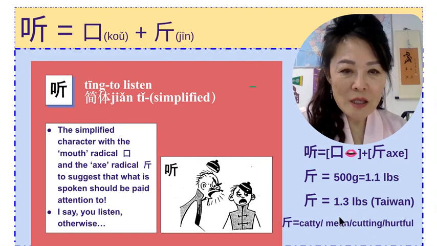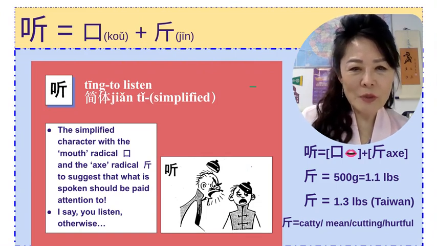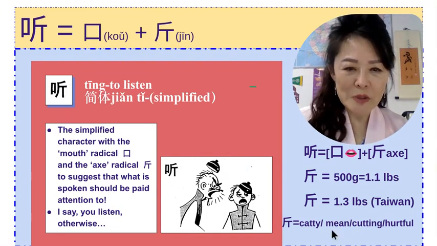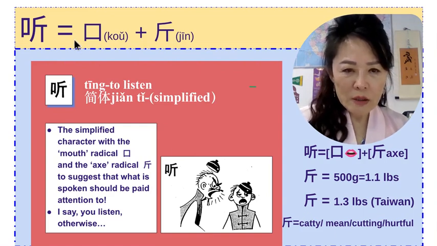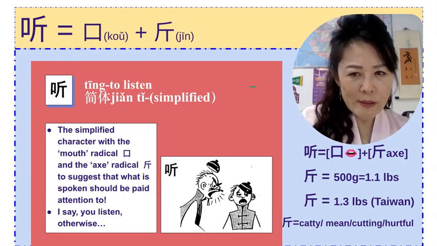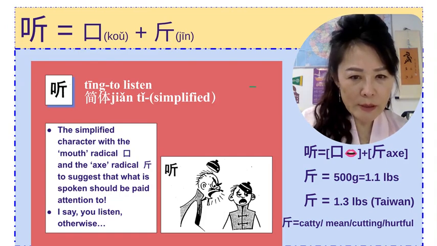The other jin means catty, meaning someone's mean, cutting, hurtful. Wow, jin is not a good word. So there's 斤斤计较, meaning this person's really catty, just really into the small things. So, wow, take a look. If you say ting to listen, you've got to use your mouth. You've got to use your meanness to listen. That just doesn't sound right, does it?